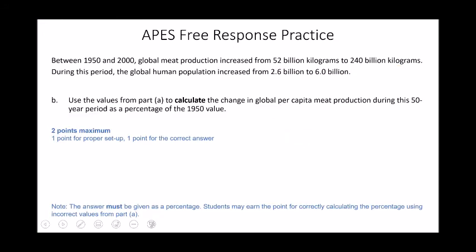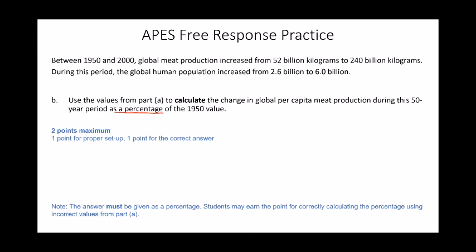All right, so we have to use that information. Let's not forget that it was 20 in 1950 and 40 in the year 2000. Using those values, they want us to calculate the change in global per capita meat production in this 50-year period as a percentage. Well, this is just percent change, and this is something you definitely will have to know how to do in APES, because we don't get a formula sheet. They're going to give us 1 point for a proper setup and then 1 point for the correct answer.